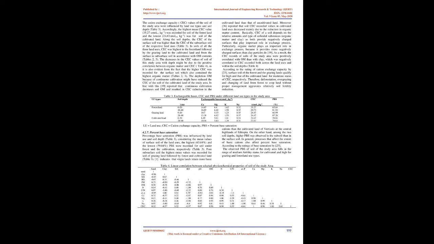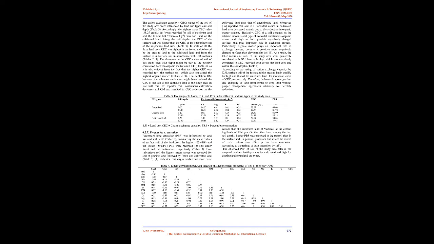Following the rating suggested by 12, the available phosphorus content of the study area was medium, 10 to 17 mg/kg, in soil of the grazing land, and high, 18 to 25 mg/kg, in the soil of forest and cultivated land use types. This showed that available phosphorus content ranges from medium fertility status in the grazing land to high in the forest and cultivated lands.